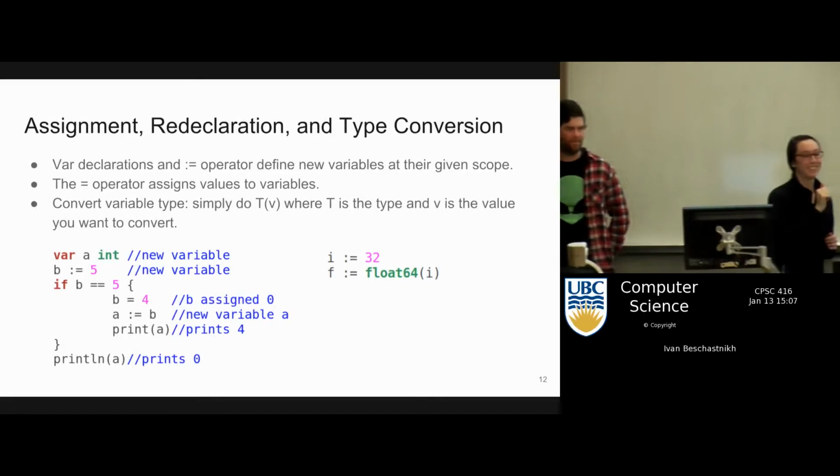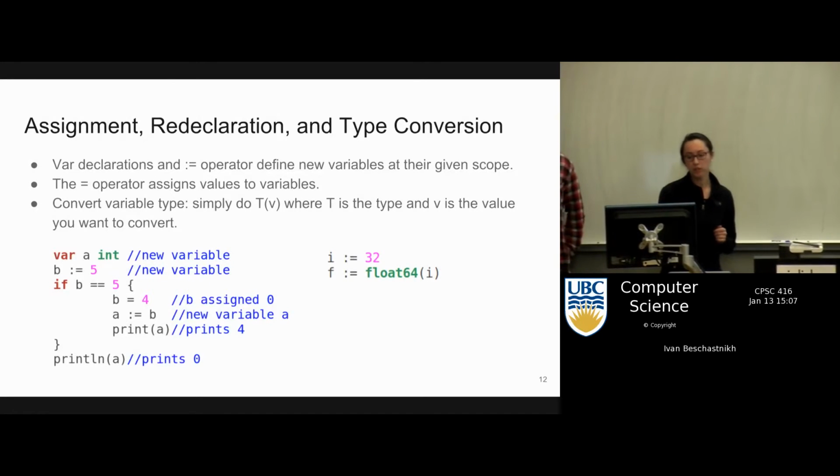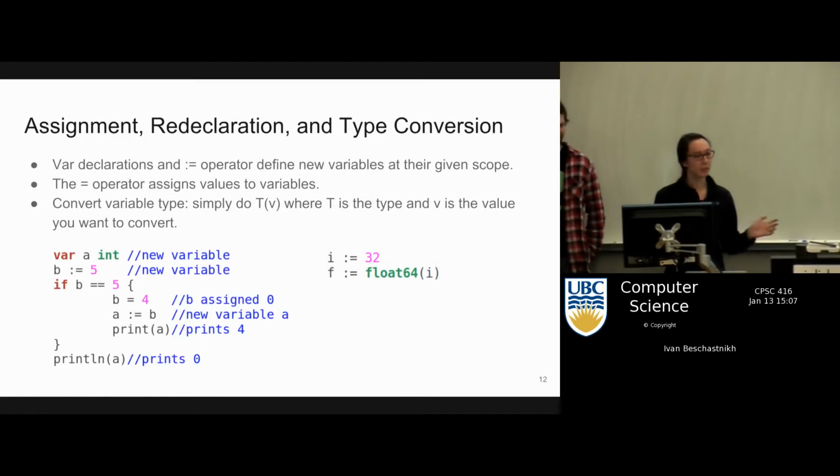In line 4, why is b assigned 0? Oh, that's a typo. It should be assigned 4. So we make mistakes too.